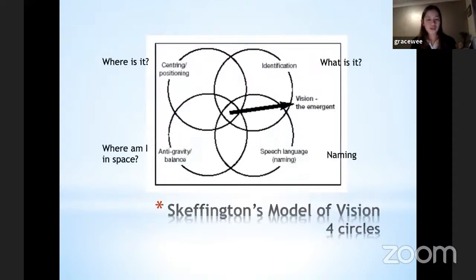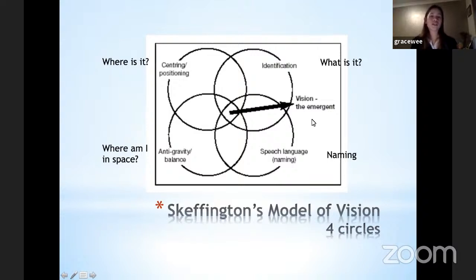I'm not too sure whether you have been exposed to this model of vision, but I thought this would be a good chance to show it to you here. This model of vision was designed by Dr. Arthur Skeffington, and he was known as the father of behavioral optometry. He designed these four circles, and when all these four circles overlap, the part where they all overlap, you have vision as the emergent.